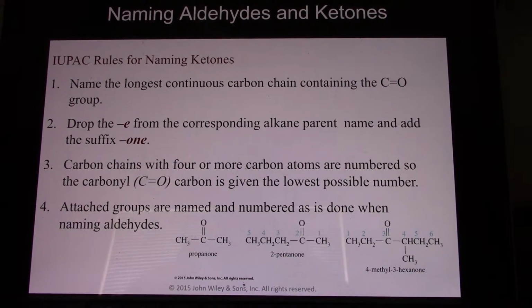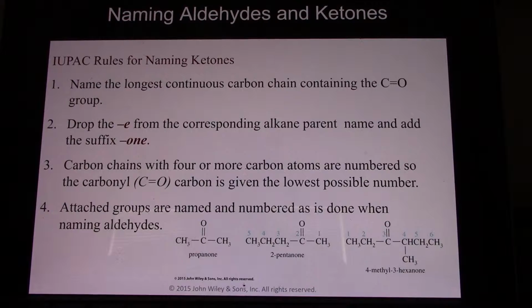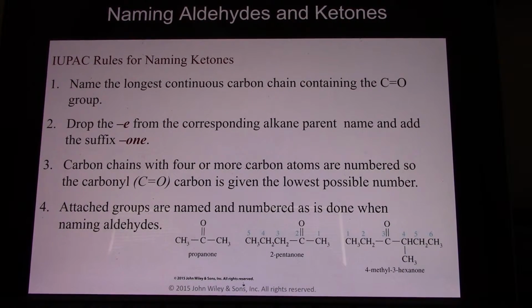IUPAC rules for naming ketones. Name the longest continuous carbon chain that contains the C double bond O group. Drop the E from the corresponding alkane name and add -one. Propane becomes propanone. Butane becomes butanone. Pentane becomes pentanone.